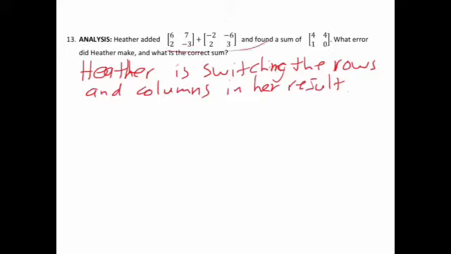Anyway, if you're going to add these correctly, I'm going to just leave that up there and write my result. 6 plus negative 2 gives us 4. 7 plus negative 6 gives us 1. 2 plus 2 gives us 4. And then negative 3 plus 3 is 0. So that would be my correct solution there.